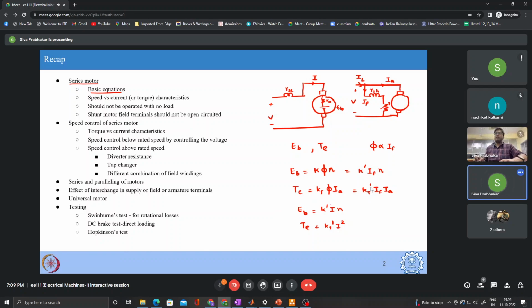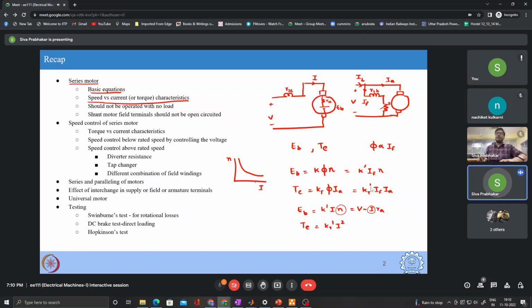These are the two basic equations for a series motor, and from this the speed versus current characteristics was also discussed. Applying KVL, we have EB equal to V minus I into RA, and from this you get a relationship between speed and current, which is inversely proportional. So the speed versus current characteristic was of this form.